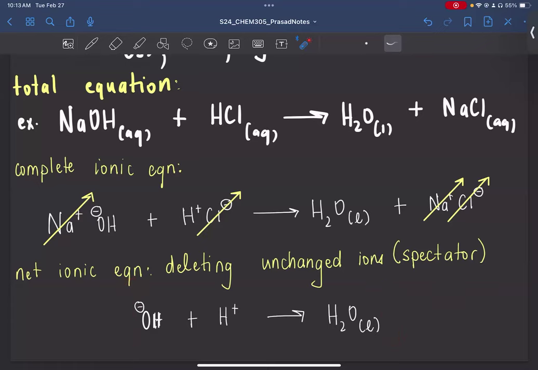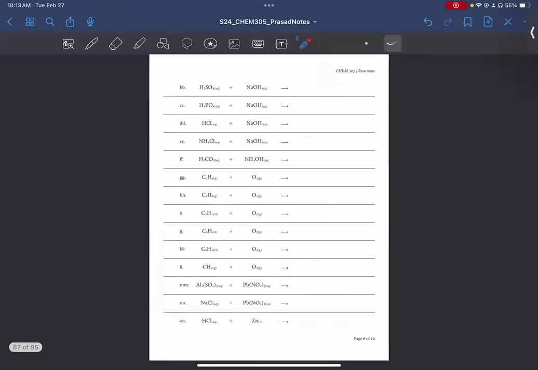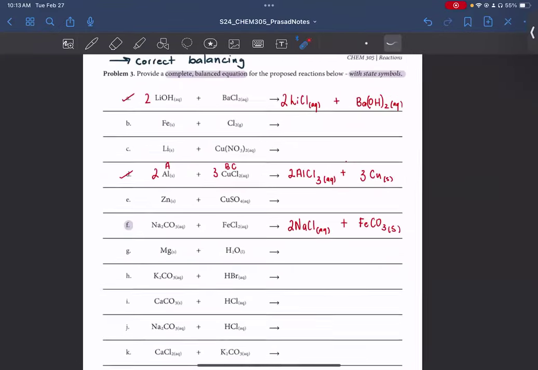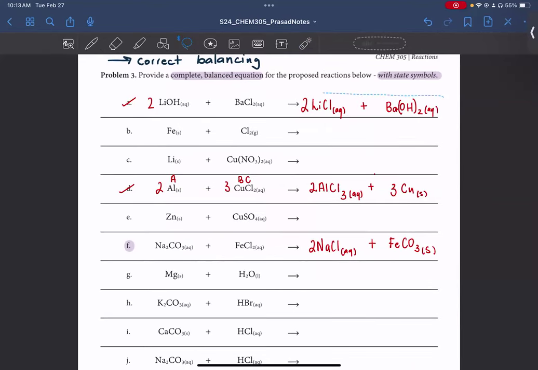This is the ionic equation. So we can have ionic equations for pretty much anything, right? Because it's just one way of representing what's important, what's actually happening. So let's take one of the previous examples we did. Actually, yeah, let's start with this first one, A.